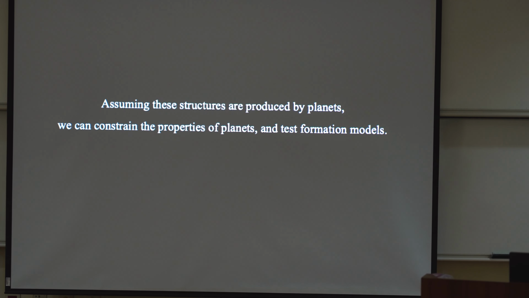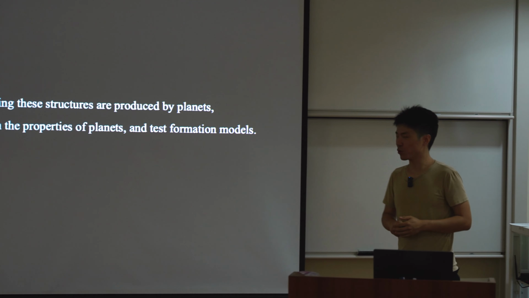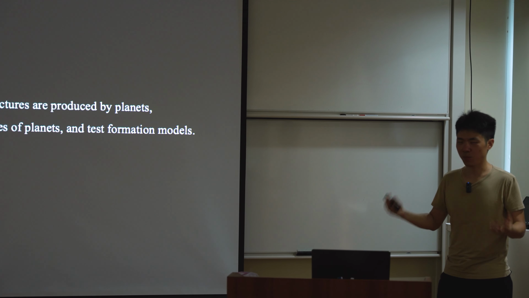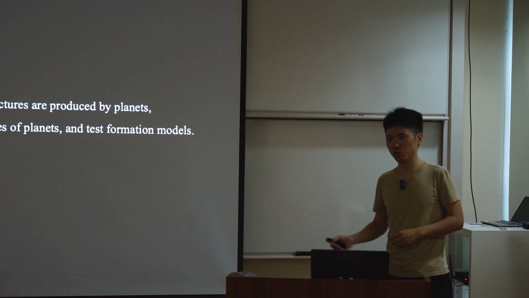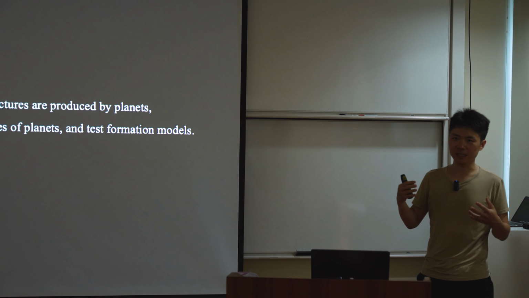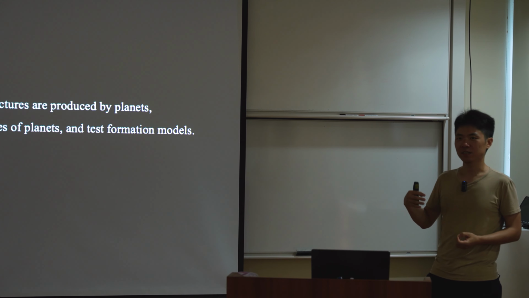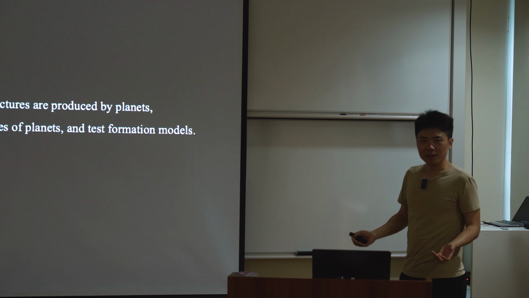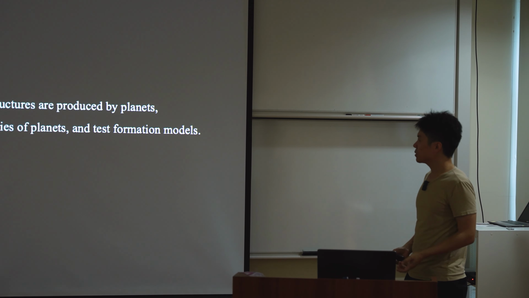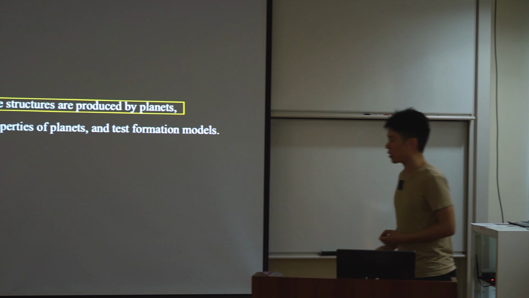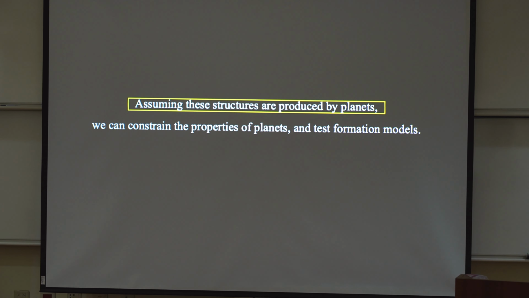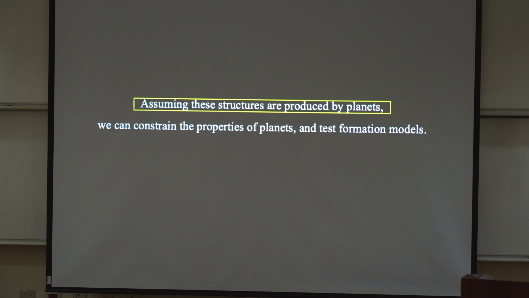All right, so assuming these structures are produced by planets, there are ways for us to infer the presence of planets as well as to constrain their properties. We can use these planets with quantitative information to test planet formation models. So this sounds really good, but everything builds on a big assumption, right? Assuming disk structures are produced by planets. So far, I haven't shown you any planets themselves. So do we think this is a good assumption?